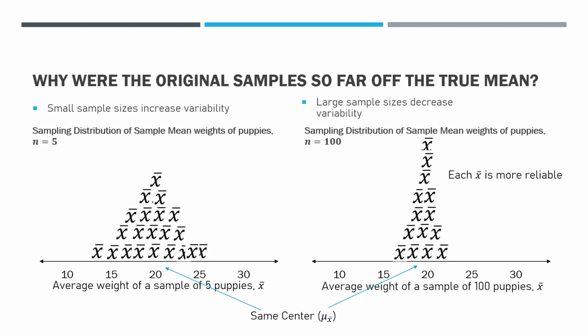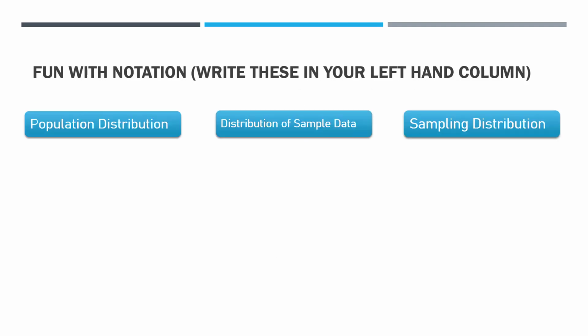Now, that brings us up to three big characteristics about sampling distributions that we want to make sure we remember. First, that sampling distributions will tend to be approximately normal. Second, the center of that sampling distribution will be the same as the population parameter. And third, larger sample sizes will decrease sampling variability and make each one of our samples much more reliable.